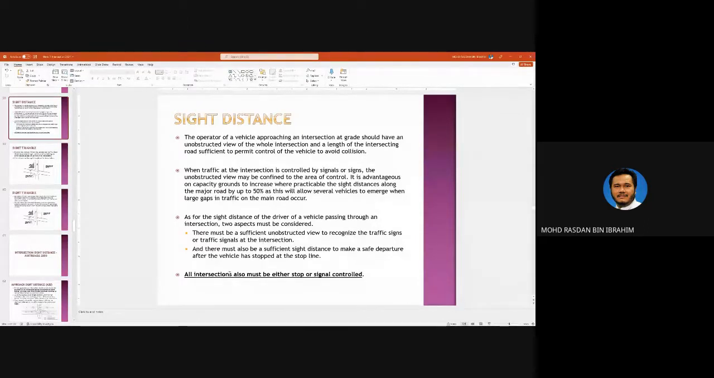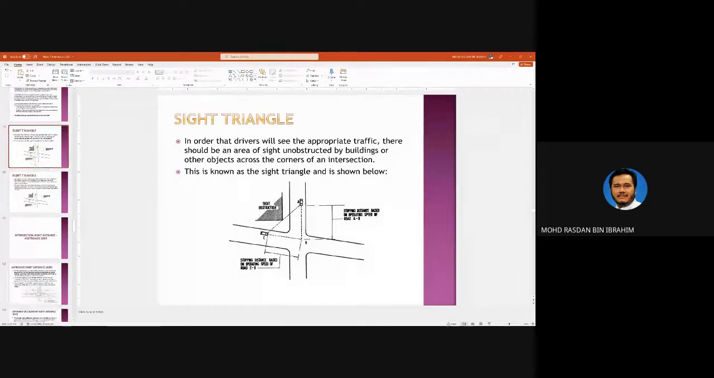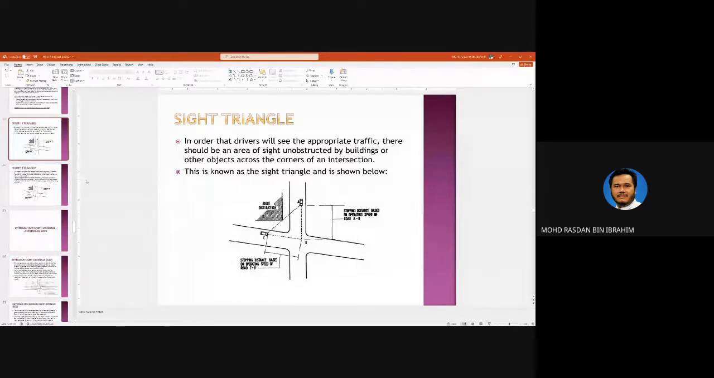So all intersections must either be stop or signal control. Either stop or signal control. If it is not viable, then you need to opt for interchange. So this is the side triangle that is used in intersection design. So this person over here must be able to see the other person, okay?